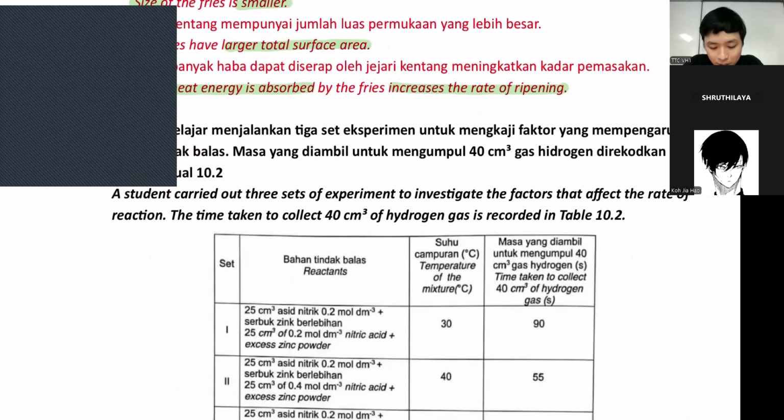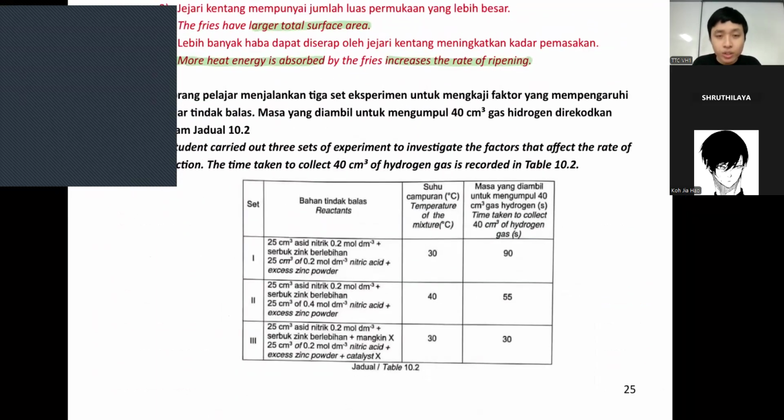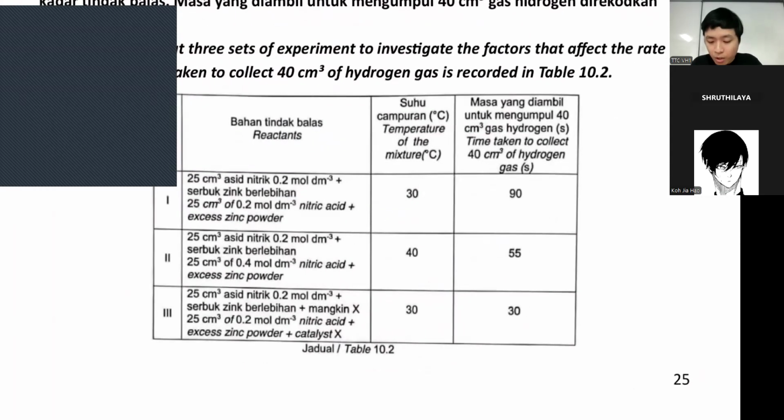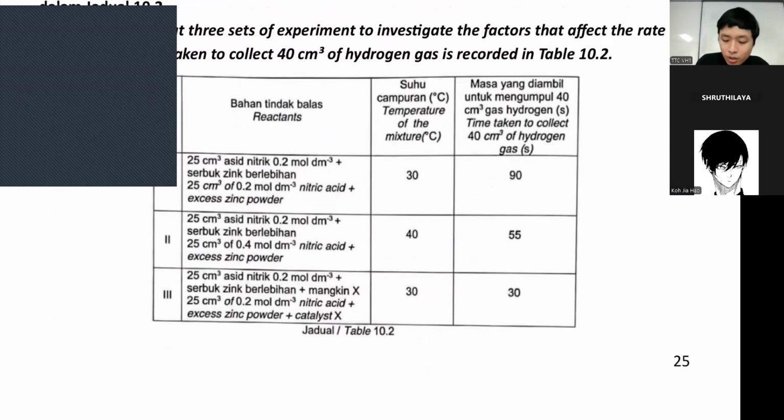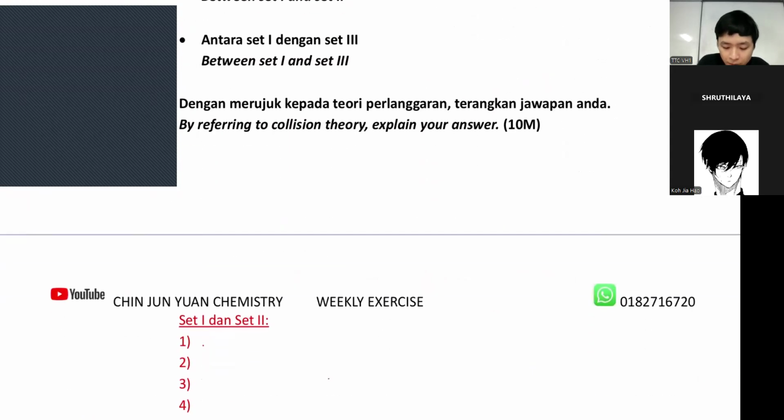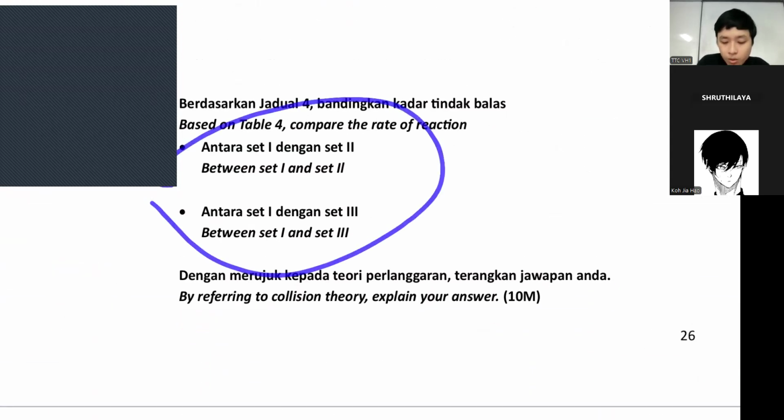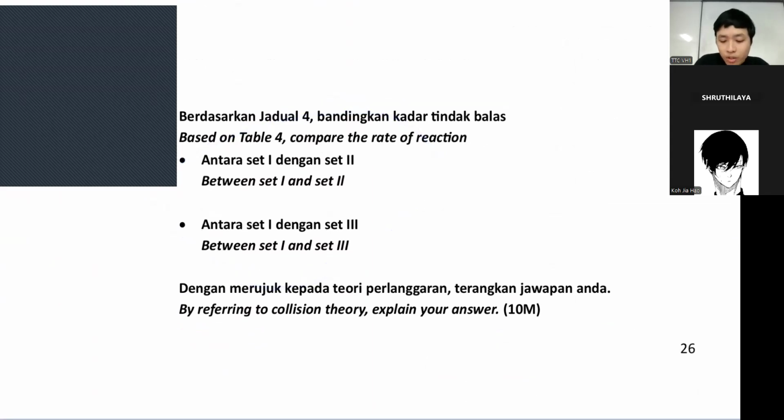And then a student carried out a 3 set experiment to investigate the factors that affect the rate of reaction. Time taken to collect 40 cm³ of hydrogen gas is recorded here. Set 1 uses 90 seconds, set 2 55 seconds, set 3 30 seconds. Later, if you see the question, they also want to compare the rate of reaction of set 1 with set 2, and set 1 with set 3. So what's the difference between set 1 and set 2?